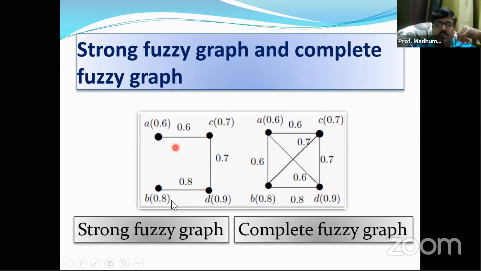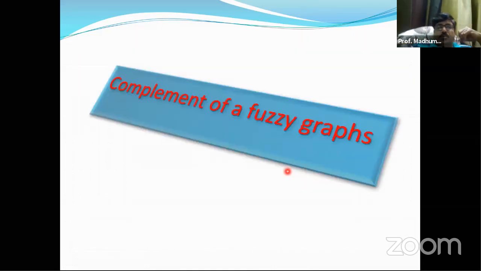So the first one is the example of a strong fuzzy graph, and the second one is the example of a complete fuzzy graph. Now I come to another type of fuzzy graph called the complement of a fuzzy graph. Complement of a fuzzy graph, not graphs.